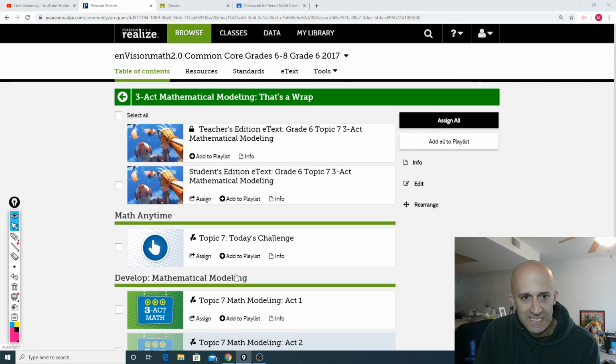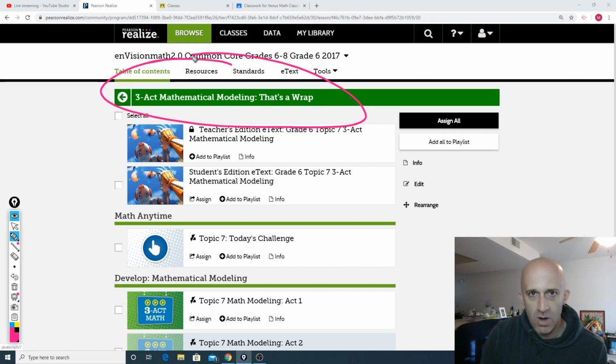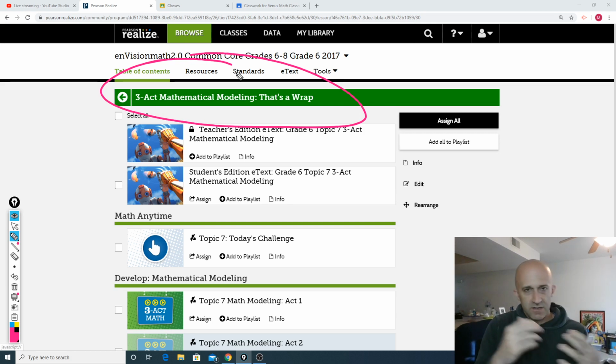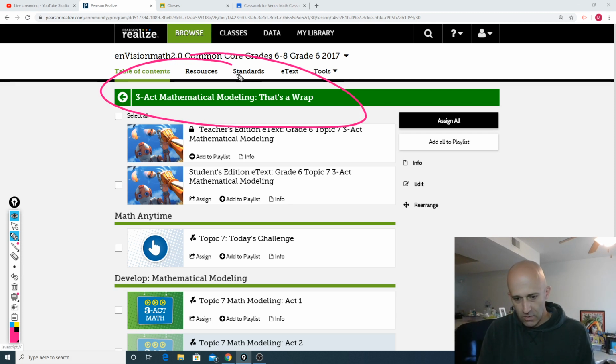So as you can see, it's a little activity called 3-Act Mathematical Modeling. It's about modeling. They give you a situation, and if we were physically in class, we'd be able to have a good discussion with the 15-ish people in there to get everybody's different ideas and thoughts and see what they come up with. This is about ways to come up with answers to a certain question, to a certain problem that you're going to see.